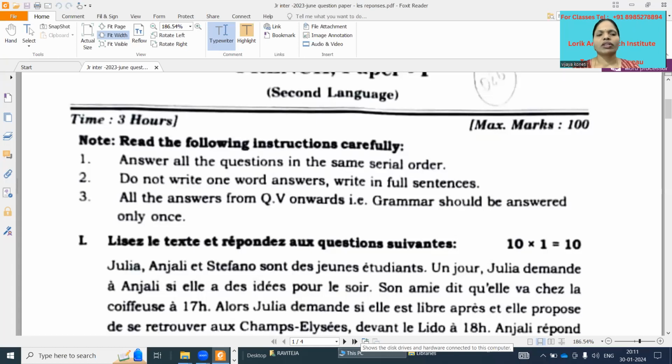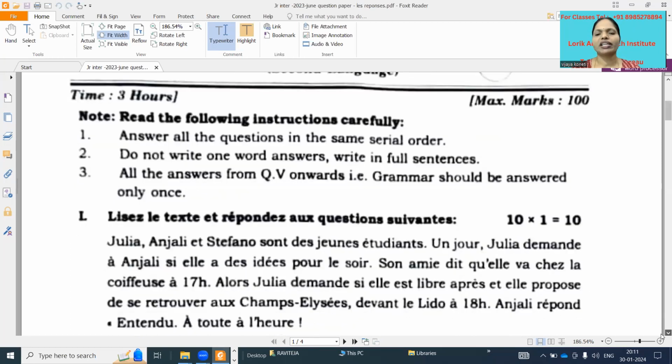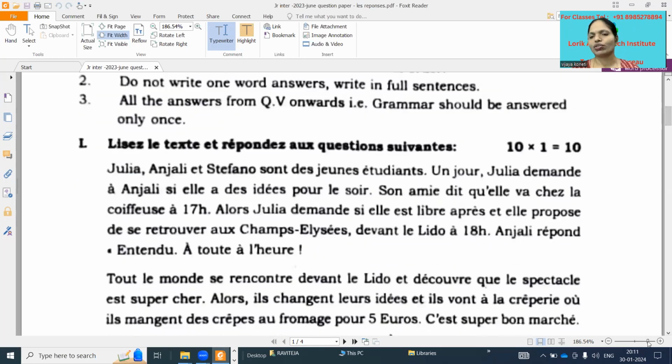First one, see, "Lisez le texte et répondez aux questions suivantes." Read the text and answer the following questions.